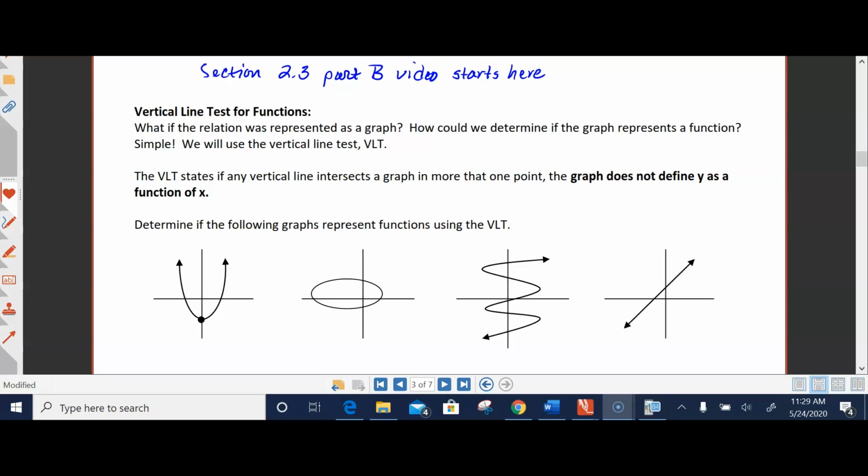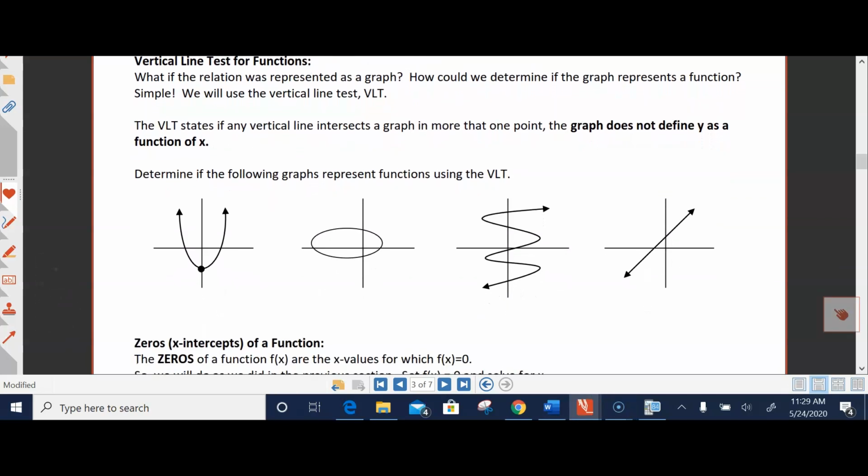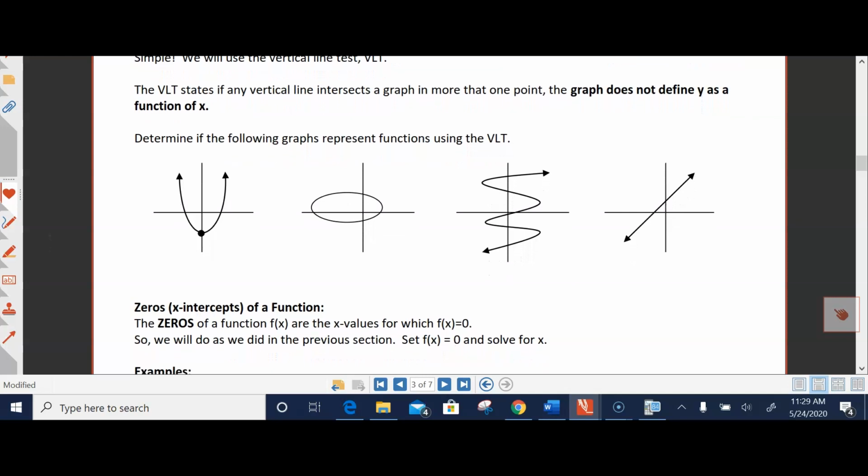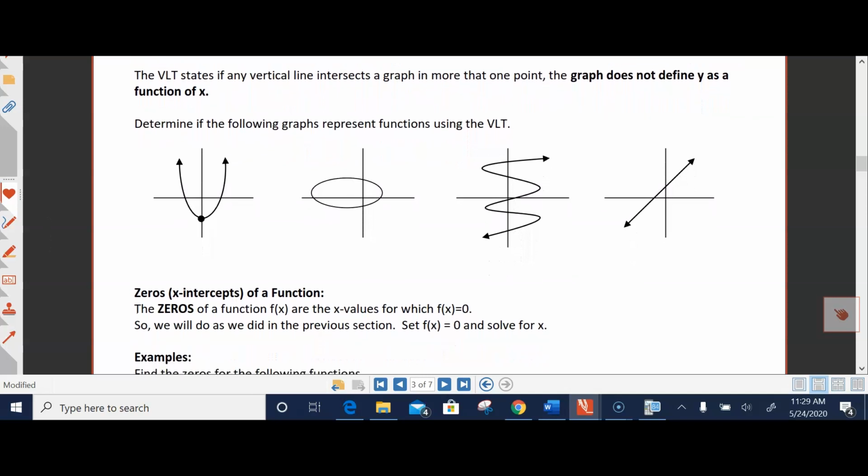Let's pick up where we left off on working with graphs of functions. So one thing we need to be able to determine is, given a graph, does it represent a function or not? It's really simple. We're going to use something called the vertical line test. The vertical line test states if any vertical line drawn through a graph intersects that graph in more than one point, the graph does not define y as a function of x.